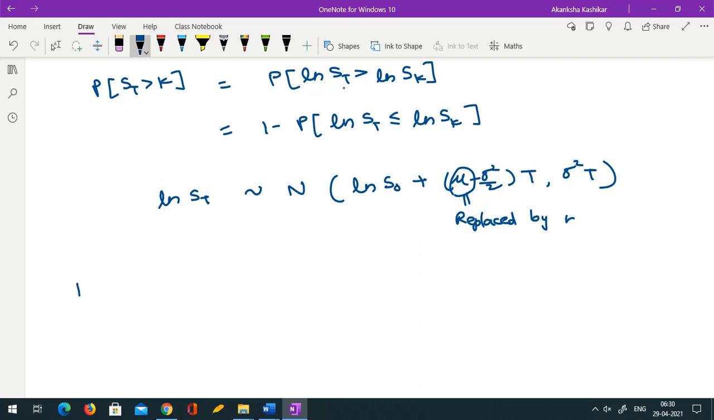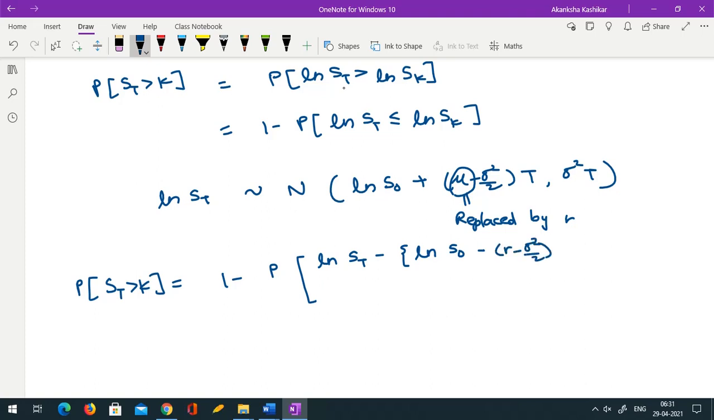Okay, so my probability of S_T greater than K becomes 1 minus probability of, now let me use properties of normal distribution. So I'll write ln S_T minus, I will subtract the mean, so mean is ln S_0 plus r minus sigma squared by 2, because of risk neutral thing, times T. Okay, and then we have to divide by the standard deviation, sigma root T. Okay, so this is less than or equal to ln K minus same thing here, divided by sigma root T.